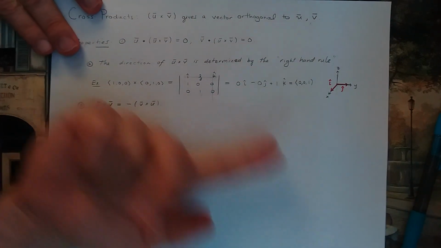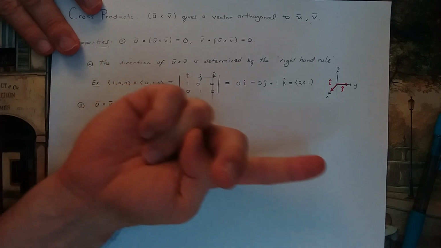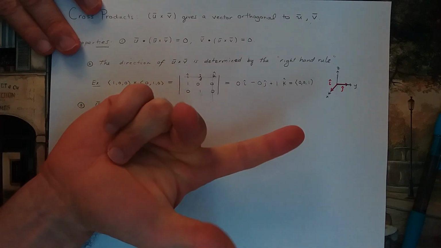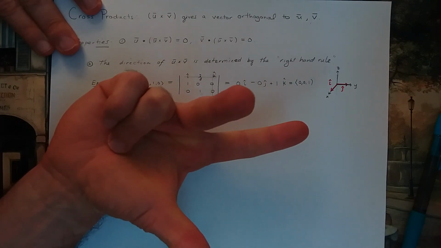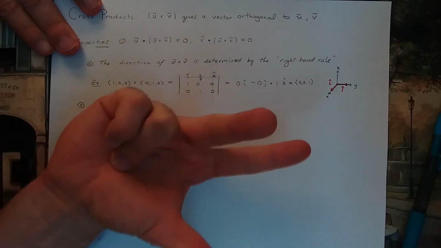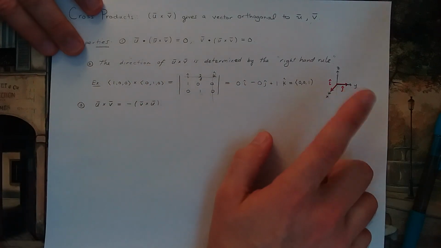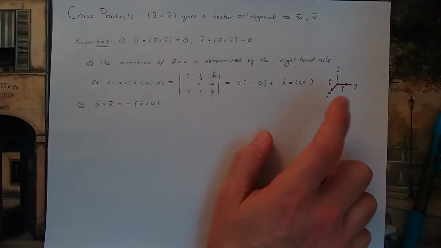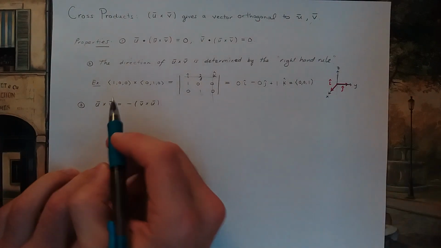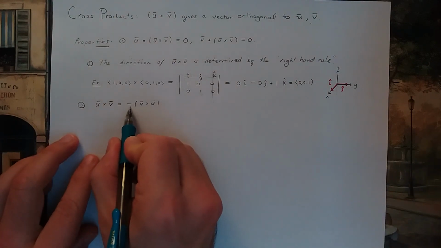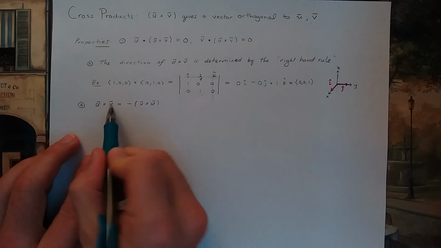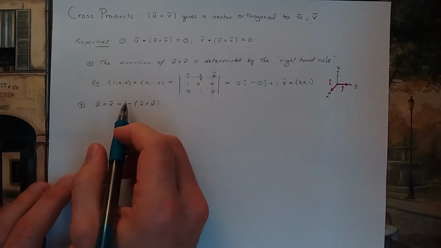So here, now I have my index finger pointing in the direction of Y. I have my middle finger trying to point straight up in the X direction, and my thumb is now pointing down, the opposite direction I started with. So that's a description of why you get an extra negative sign when you reverse the terms U and V.